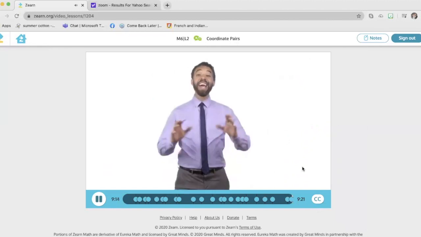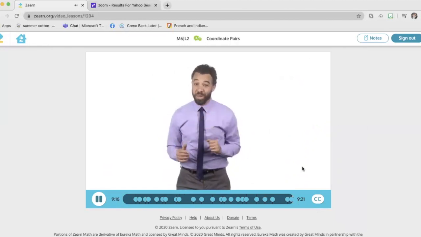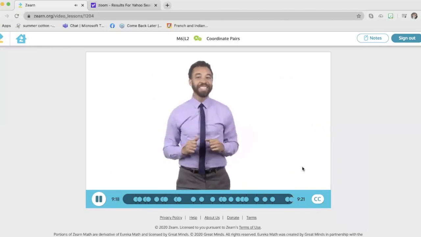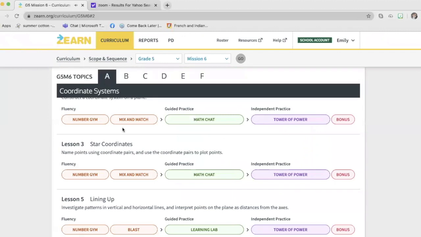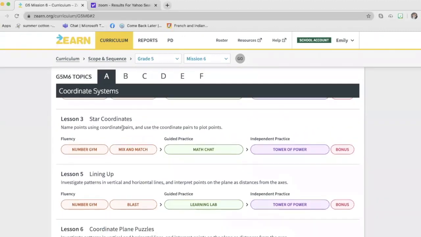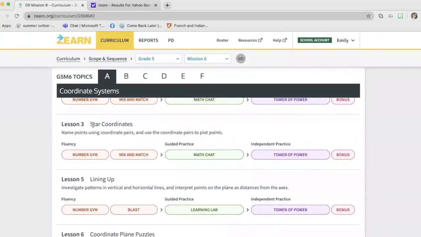And that's the lesson. Excellent job working with coordinates. Keep it up in the Tower of Power. Okay, so do your best in the Tower of Power. And then I'm going to go back to the home screen because we've only got one more lesson to do, and then you'll be done for the week. So lesson 3 is naming points using coordinate pairs and then using the coordinate pairs to plot the points. Here we go.